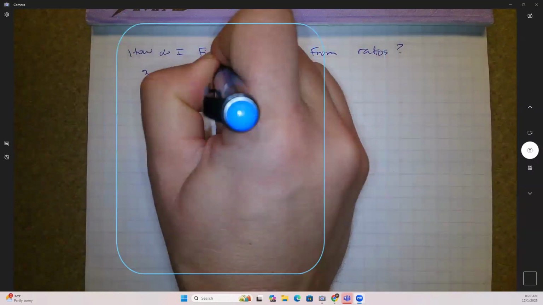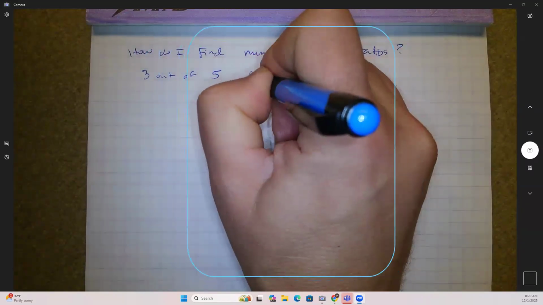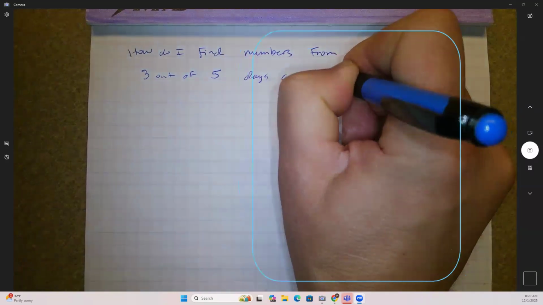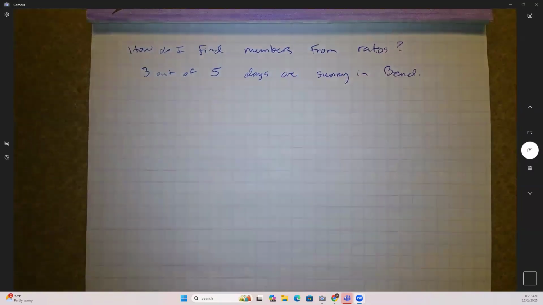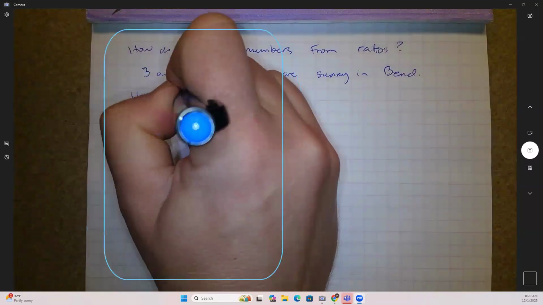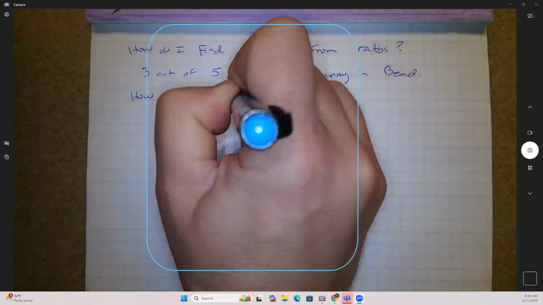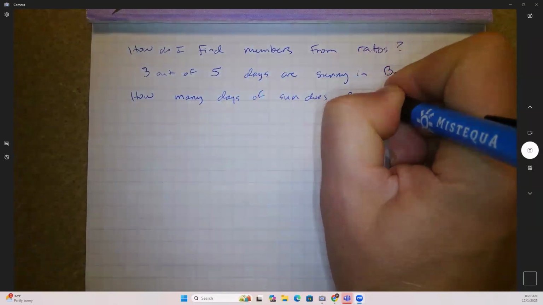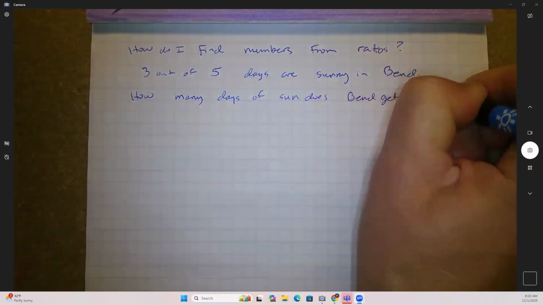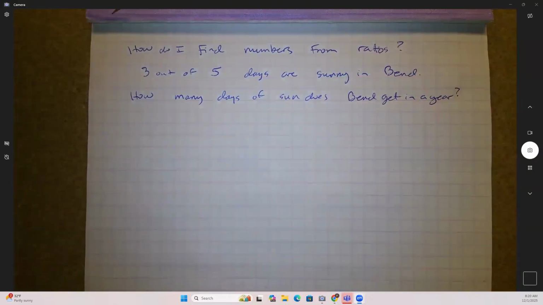3 out of 5 days are sunny in Bend. How many days of sun does Bend get in a year? Well, we know there are more than 5 days in a year. 3 out of 5 days is not telling us how many days there are total, right?